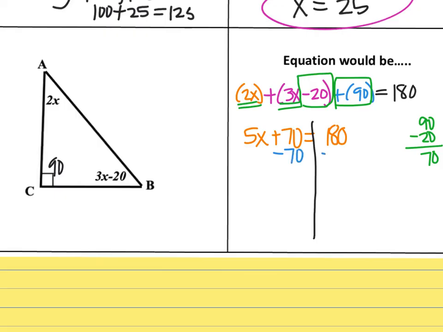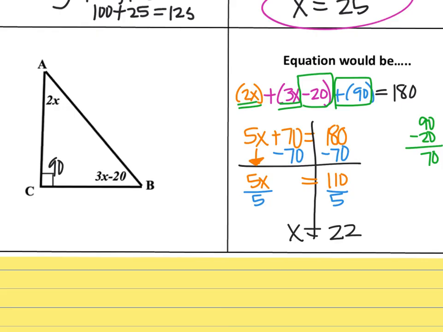Isolate your variables. So I'm going to get rid of the 70. Then that allows me to bring down my 5x. The 70s cancel out. And 180 minus 70 is 110. Last step is divide by 5. And then that would tell me that x equals 22. If the question just said what's the value of x, I would say x is 22.